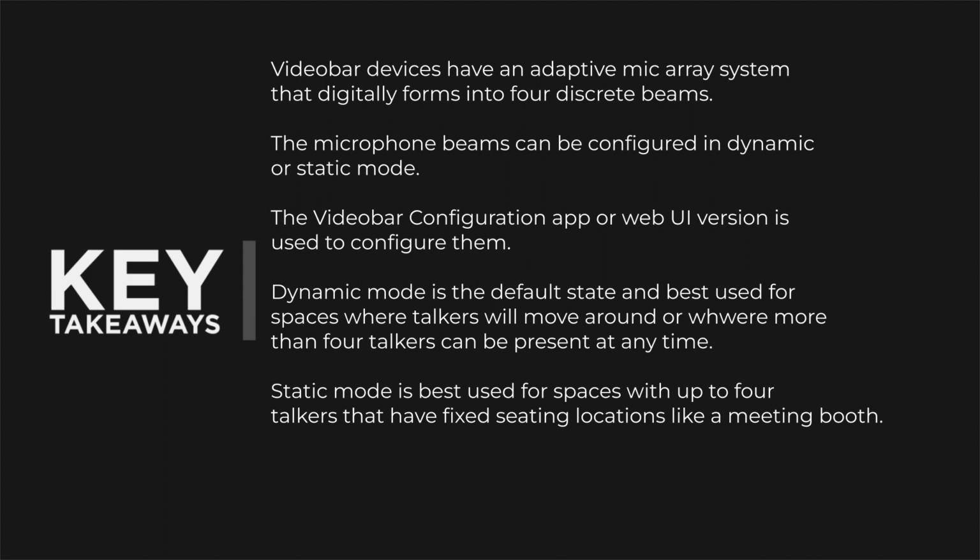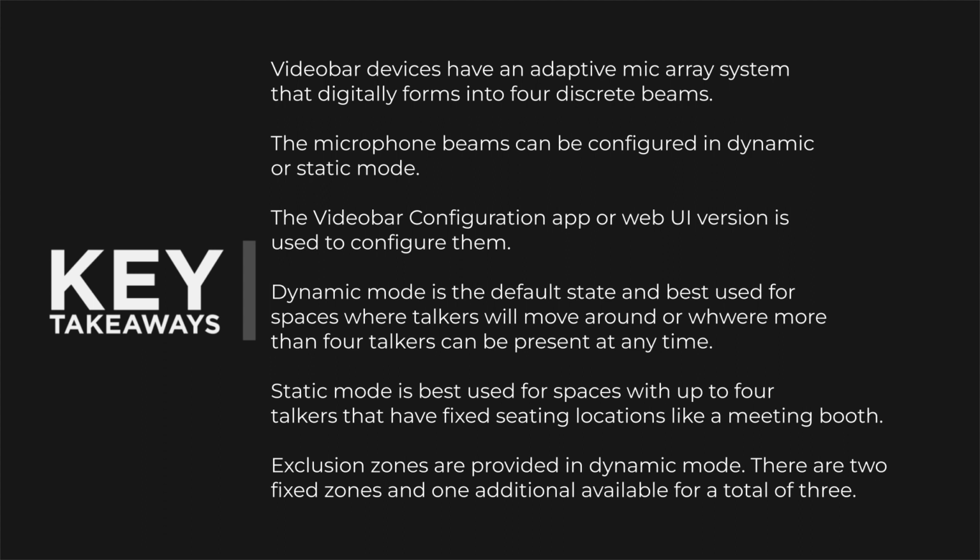Static mode is best used for spaces with up to 4 talkers and have fixed seating locations like a meeting booth. Exclusion zones are provided in dynamic mode. There are 2 fixed zones and 1 user-defined zone available for a total of 3. Exclusion zones keep the microphone beam tracking outside of these defined regions.